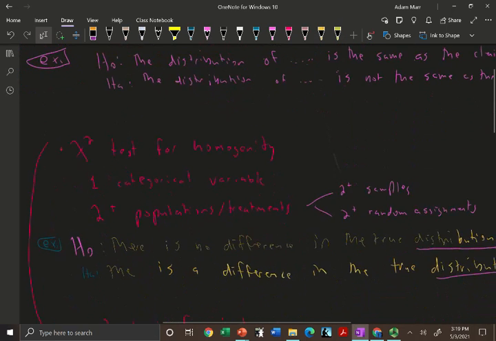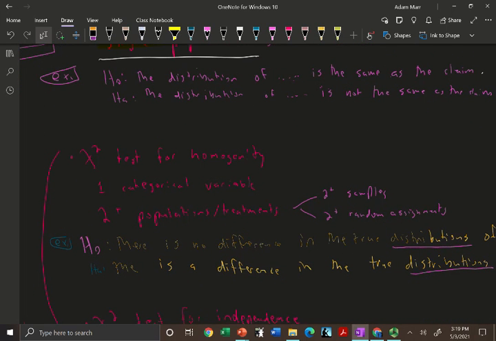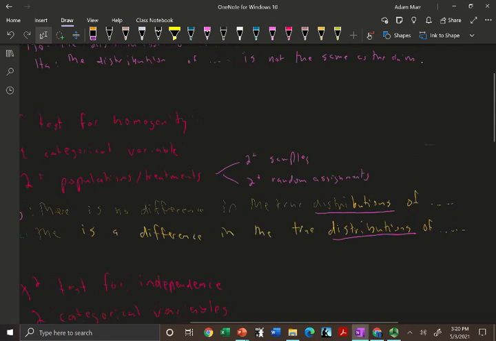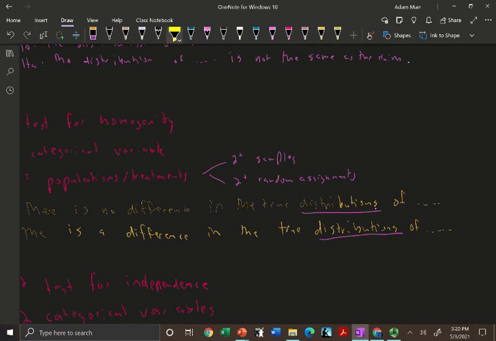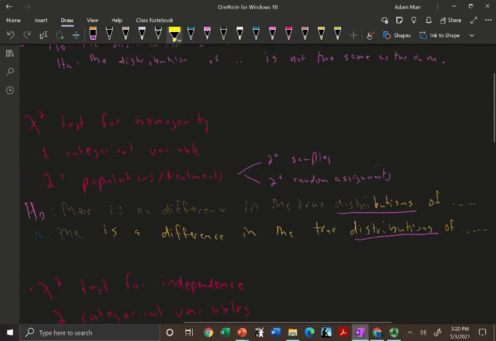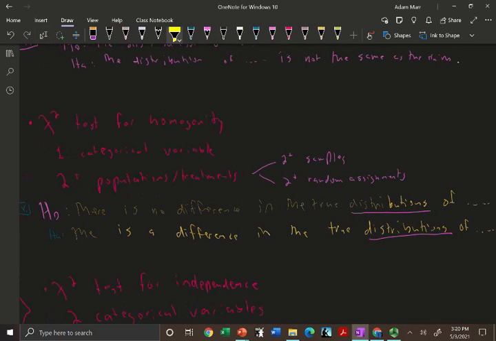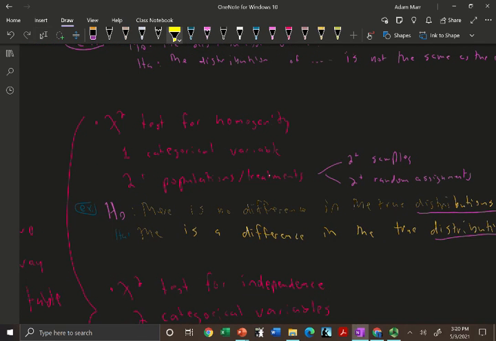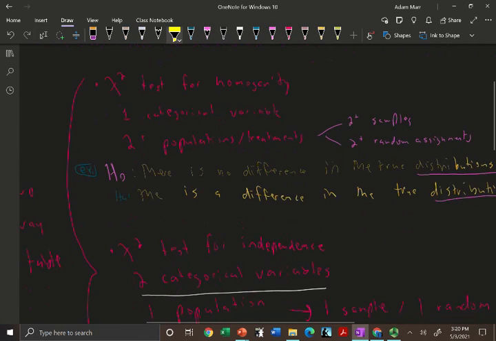Homogeneity. That is one categorical variable, but from the result of two or more populations or possibly treatments. So it could be two samples or two random assignments. The null will say something like, again, this is just an example, there is no difference in the two distributions of whatever and whatever. And the alternative, there is a difference in the true distributions of whatever and whatever. So again, one categorical variable, and we're talking about two or more populations or treatments.